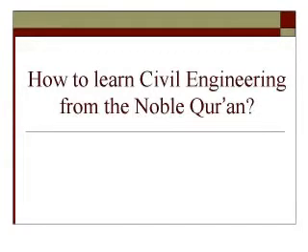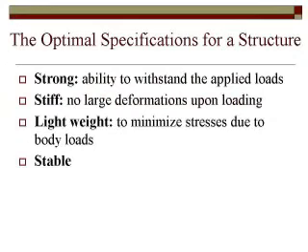Now, in civil engineering, there are optimal specifications needed for any structure, which are that the structure should be strong, i.e. able to withstand applied loads. It should be stiff, such that no large deformations will result upon loading. Lightweight, to minimize stresses due to body loads, i.e. self-loading. To be stable, to be able to resist vibrations and not to crumble, for example in the case of earthquakes and so forth. Now, these are the optimal specifications needed for any structure.